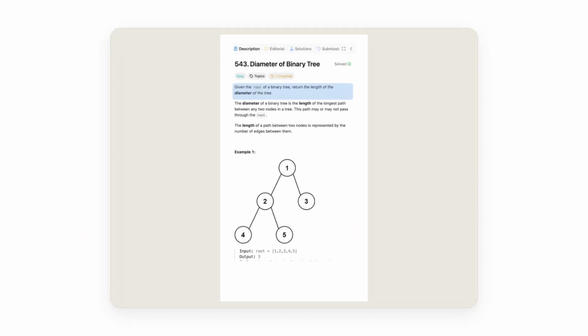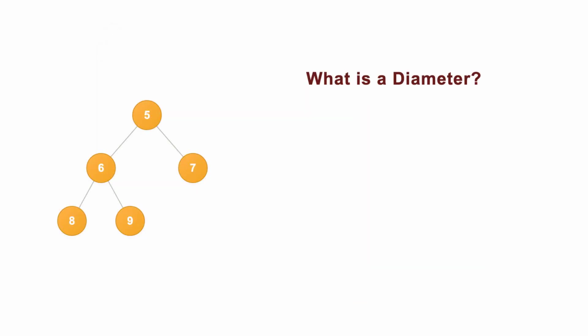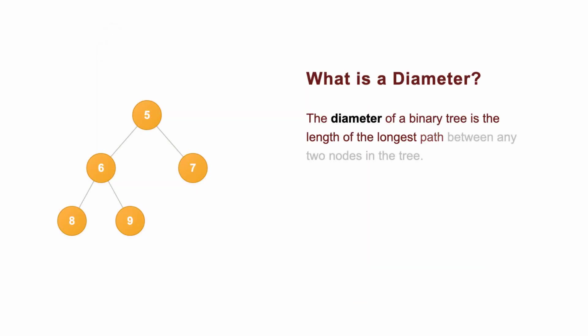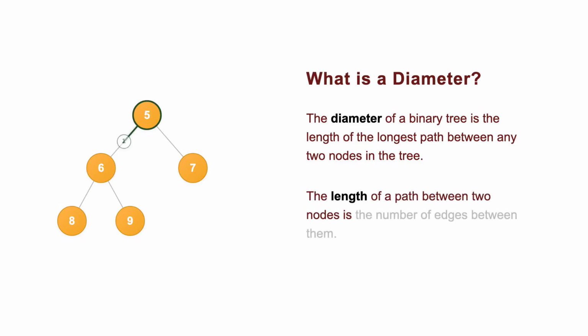Given the root of a binary tree, return the length of the diameter of the tree. So what exactly is the diameter of a binary tree? The diameter of a binary tree is the length of the longest path between any two nodes in the tree. And importantly, this path may or may not pass through the root. The length of a path between two nodes is the number of edges between them.